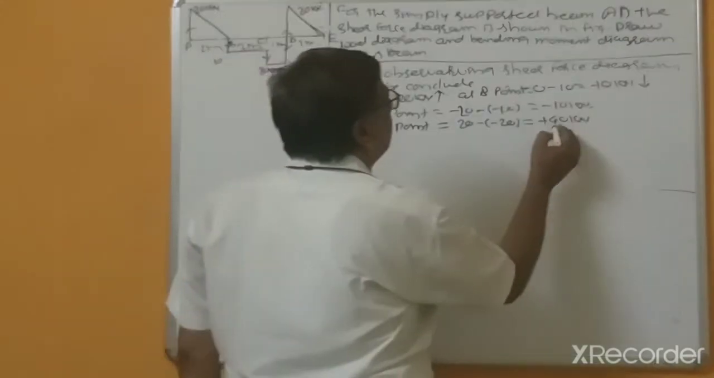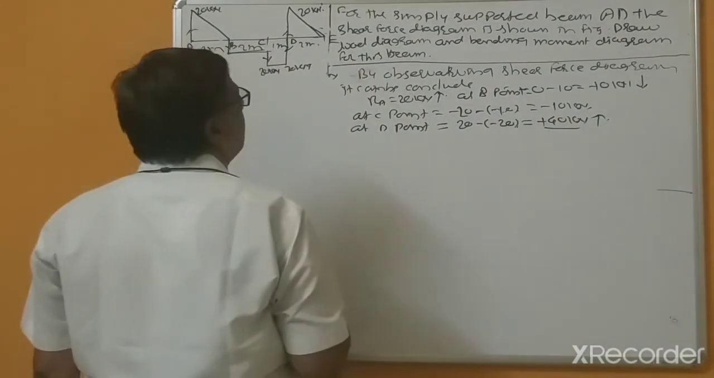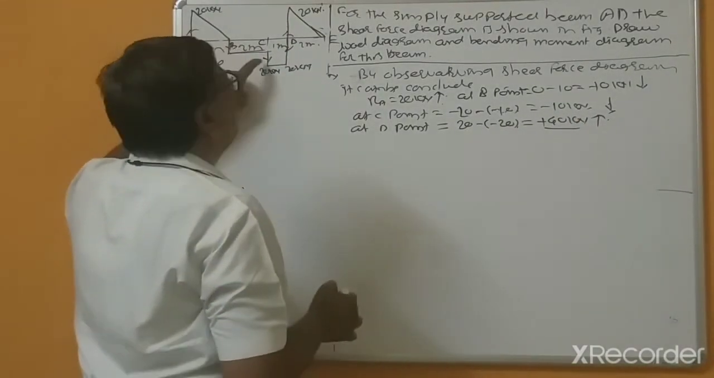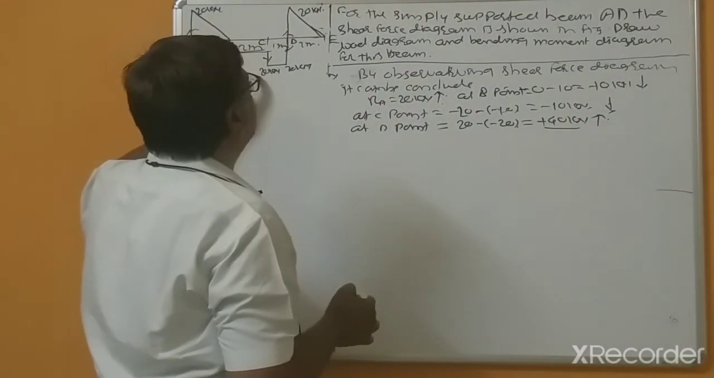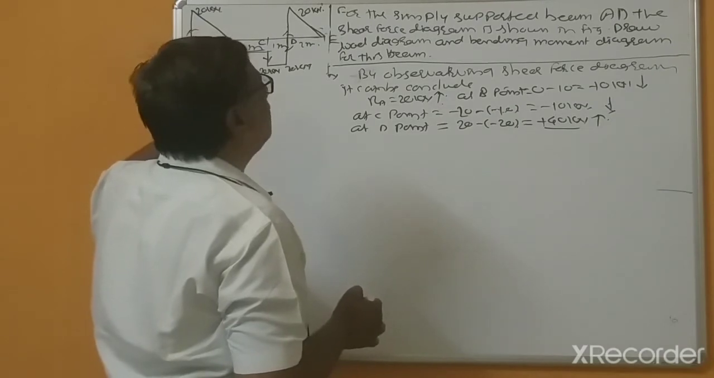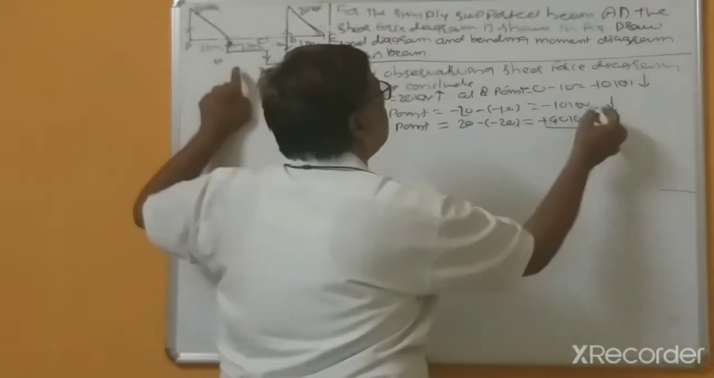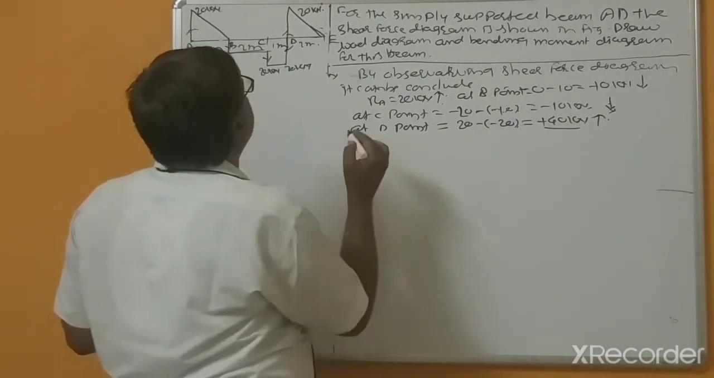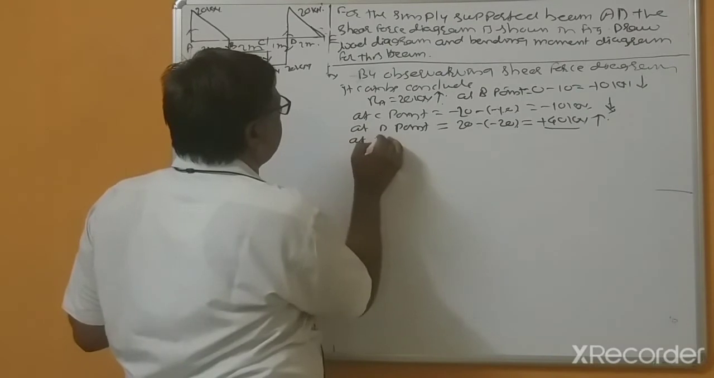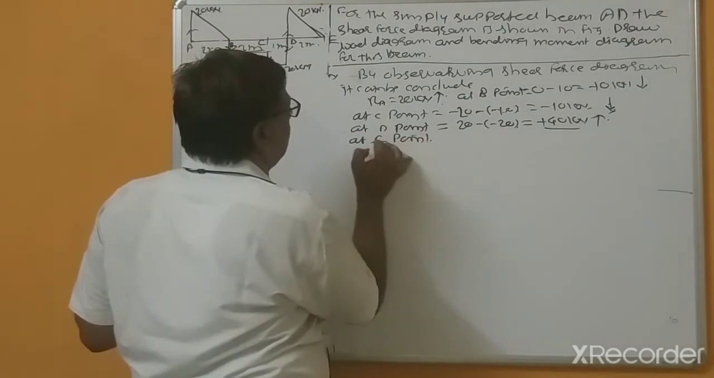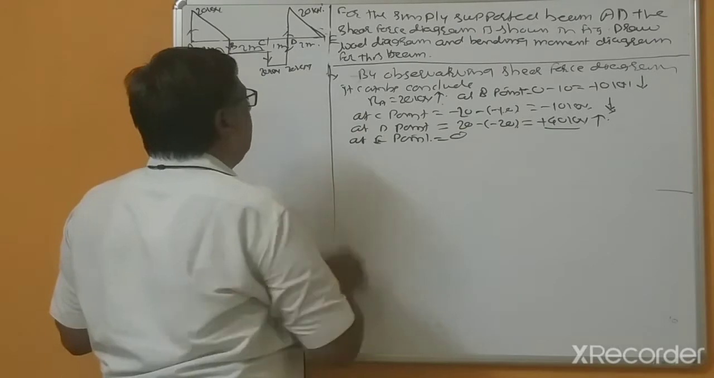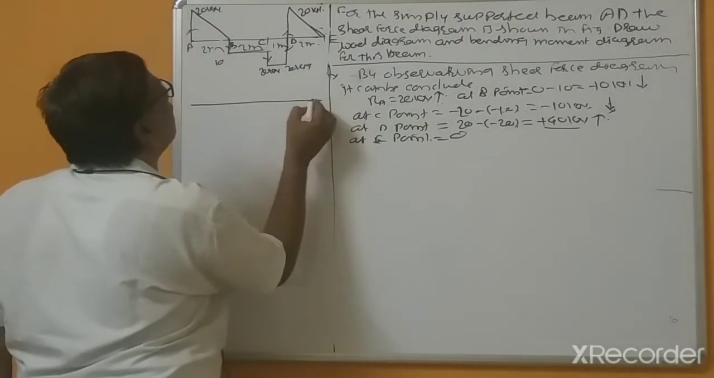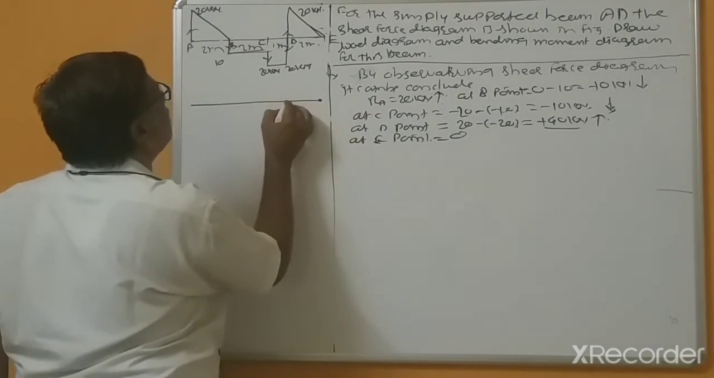And this is support, vertical. This is vertical and this is downward. Here downward at B minus 10, this is minus 10, and at E point 0. So by using this data, you can draw the shear force diagram.